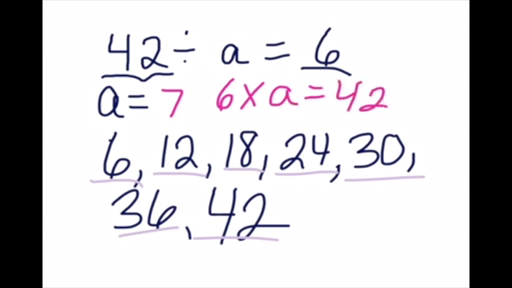Again, that's just like saying 6 times a is 42. And of course, we know a was 7. So either way, that works. Either way, we did the same strategy. We counted by sixes and we stopped at 42. It's exactly the same as when we divide. It just is in a different order, but we can do the same thing.